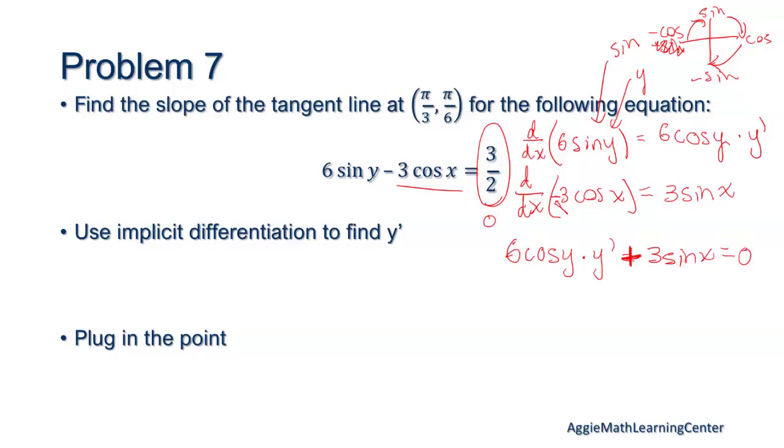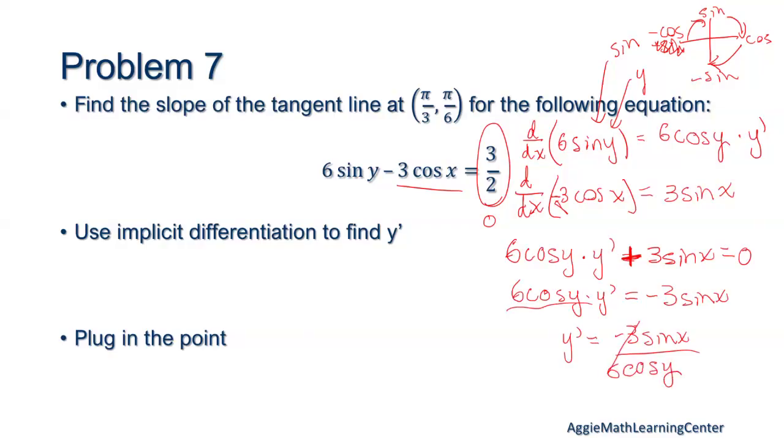Okay, what do you guys think we should do next? Plug in. Yeah, move the 3 sine x to the other side, and then divide by 6 cosine y. So move this guy over and then divide by this guy. So this will be 1, 2, so it'll be negative sine x over 2 cosine y. Okay, cool. Are we done?